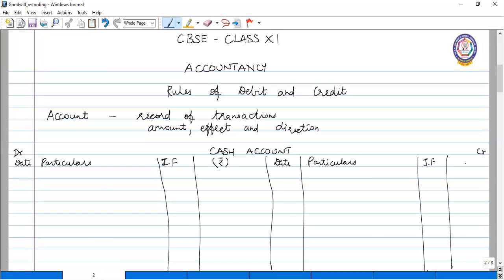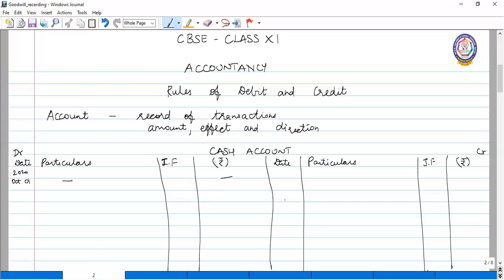On the debit aspect, we have to write the date, for example, 2020 October 1st. So you write the year, month, and then the date, and from where the transaction comes. Suppose, as we have taken the cash account, the rule for cash is debit what comes in and credit what goes out. We have to mention from where we received the amount, and the amount has to be entered under the amount column of debit.